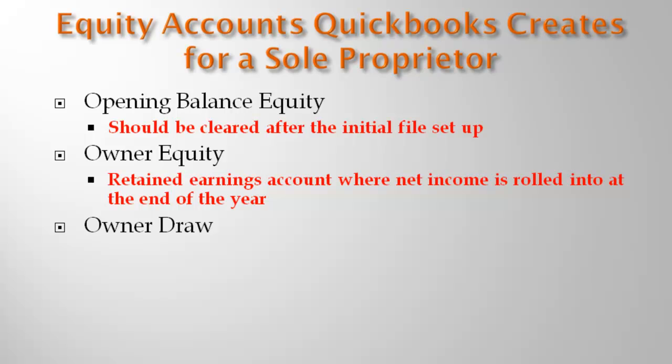Owner equity is your retained earnings account. Your net income at the end of the year will be rolled into this account by QuickBooks. Don't post to this account. Instead, we'll create an additional equity account for owner contributions. The owner draw account is to record draws on capital from the business by the owner or the owners.